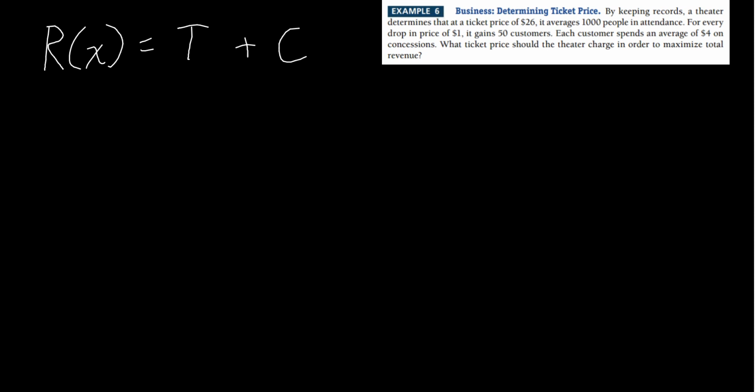So I need to figure out an equation for both tickets and concessions that are similar to one another. By similar, I mean I'm using the same variables here, because I don't want to have three different variables, otherwise I won't be able to solve this problem. So how do I figure out how much revenue I get from tickets? Well, it's obviously going to be the number of people that buy the tickets times the ticket price, right?